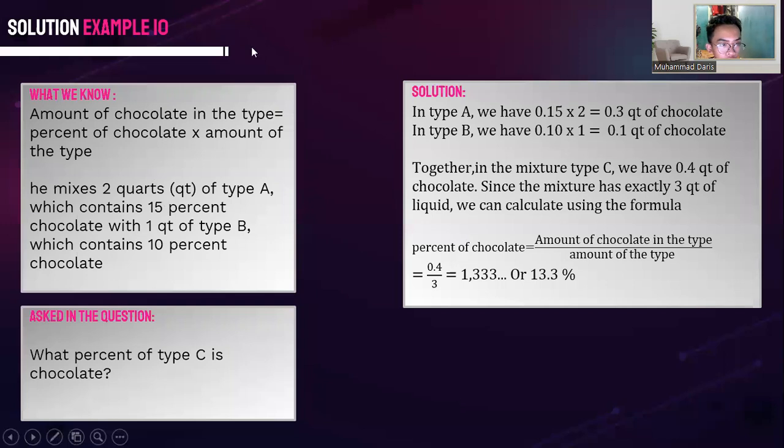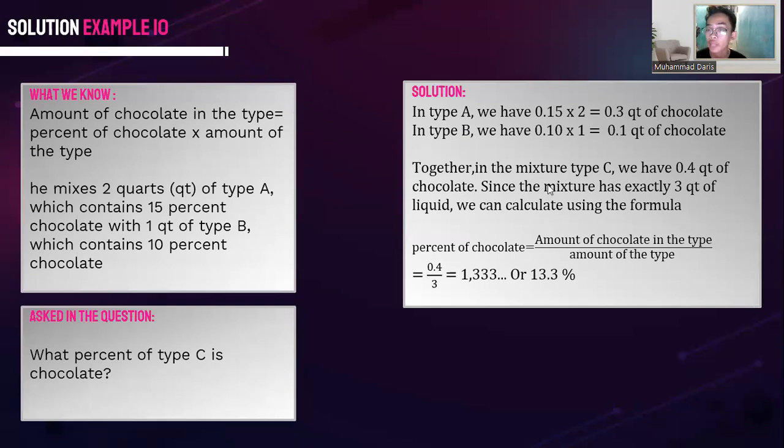Solution for example 10. Okay. We know in the question, the amount of chocolate in the type is equal to the percent of chocolate times the amount of the type. He mixes 2 quarts of type A, which contains 15% chocolate, with 1 quart of type B, which contains 10% chocolate. Asked in the question, what percent of type C is chocolate?